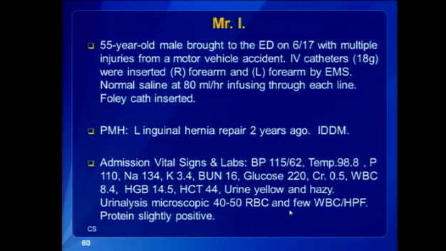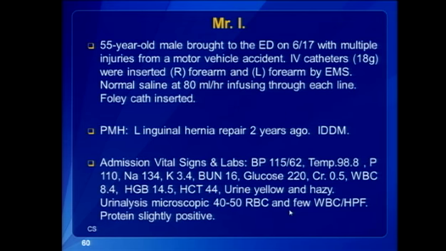Mr. I is a 55-year-old male that's brought to the ED on 6/17 with multiple injuries from a motor vehicle accident. He has IV catheters in his right forearm and left forearm placed by EMS. He's got a normal saline drip through each line, and they inserted a Foley catheter. He has a history of a left inguinal hernia repair that was done 2 years ago, and he is an insulin-dependent diabetic. His vital signs and labs are provided here for you.